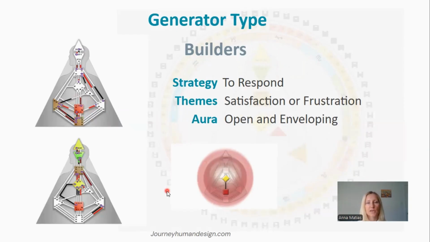We have two types of generators: pure generator and manifesting generator. They are the same type, generator, because they both have the sacral center defined and they have the same open and enveloping aura, the same strategy to respond. I will talk about differences in the next video.